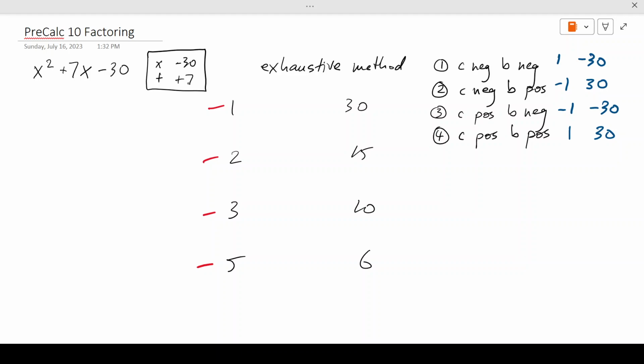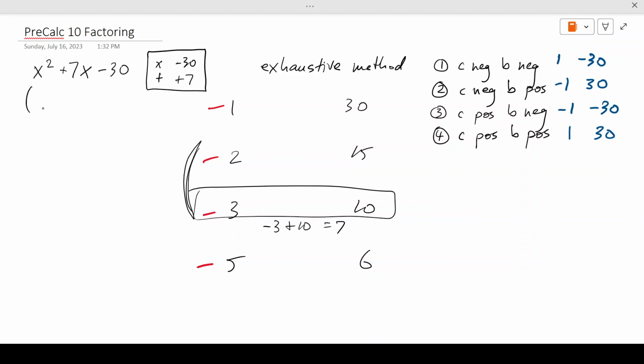-3 plus 10. Yeah, that's 7. I got it right off the bat. Okay, -3 times 10 is -30. That's the C. And -3 plus 10 is +7. So I immediately know, without going through all of them, that I'm going to factor it like this. X minus 3 because of the -3, x plus 10 because of the +10.